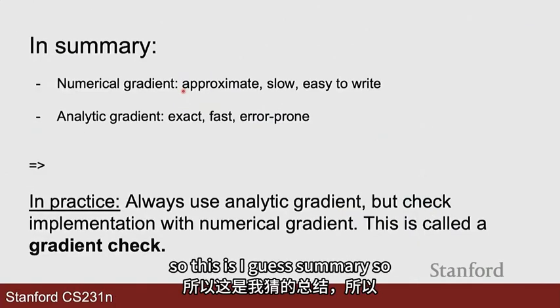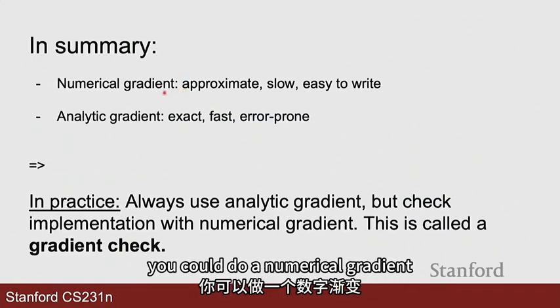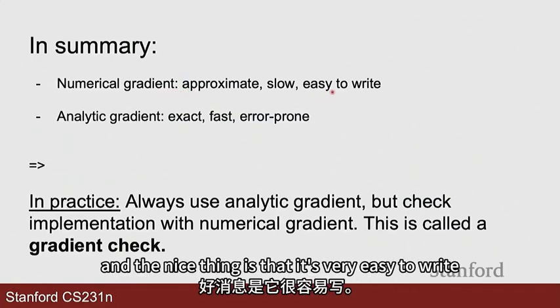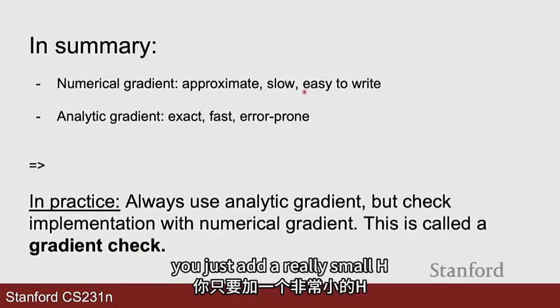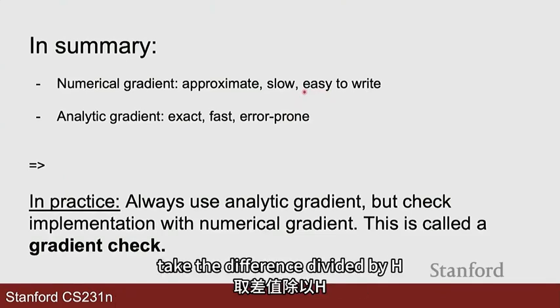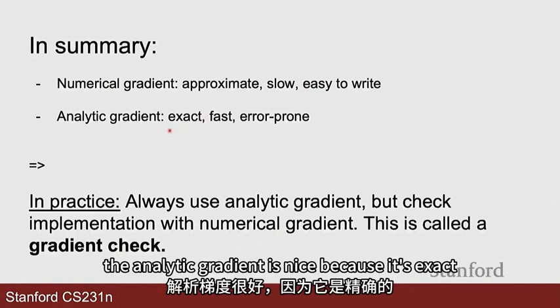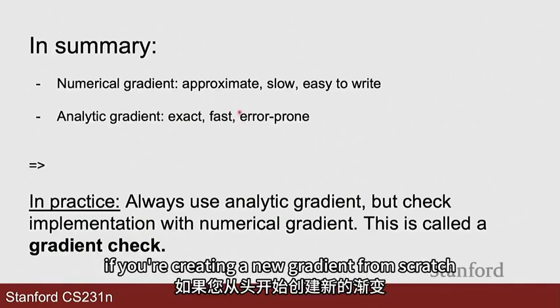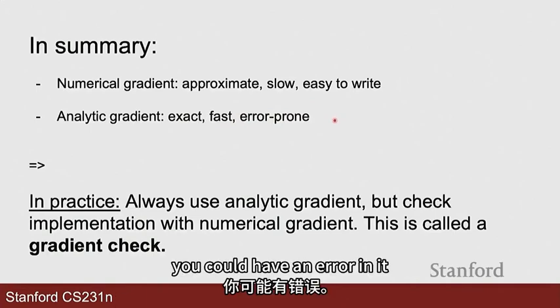So this is, I guess, a summary. You could do a numerical gradient, but it's approximate and slow, and the nice thing is that it's very easy to write. You just add a really small h, take the difference, divide by h. The analytic gradient is nice because it's exact and fast, but if you're writing new code to calculate it from scratch, you could have an error in it.